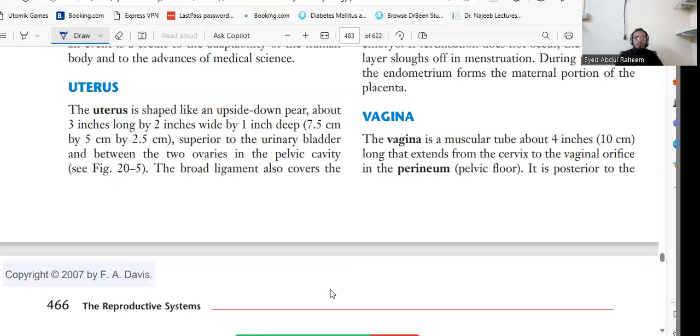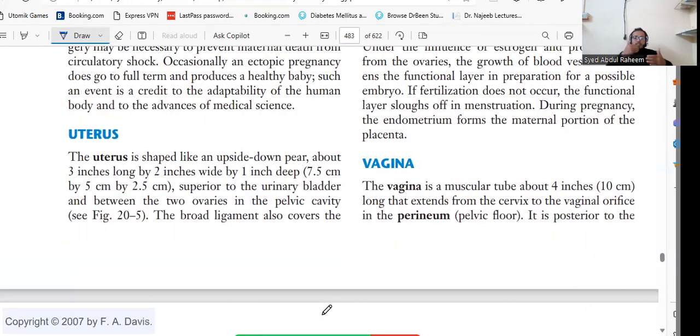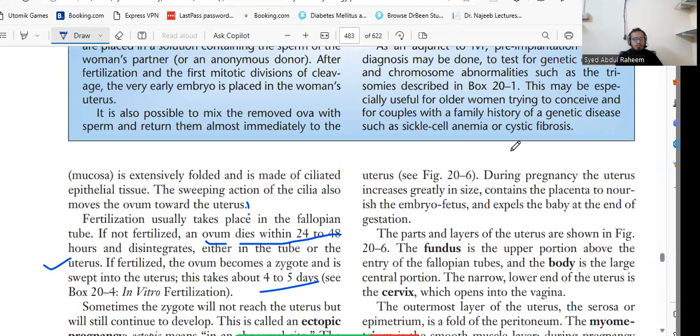So basically, these are the three things we have one by one. The broad ligament also covers the uterus. During pregnancy, the uterus increases greatly in size, contains the placenta to nourish the embryo and fetus, and expels the baby at the end of gestation. So it has the placenta, the covering of the baby, and the growth of the baby will happen there. Nutrition will get in, oxygen will get in through the placenta.